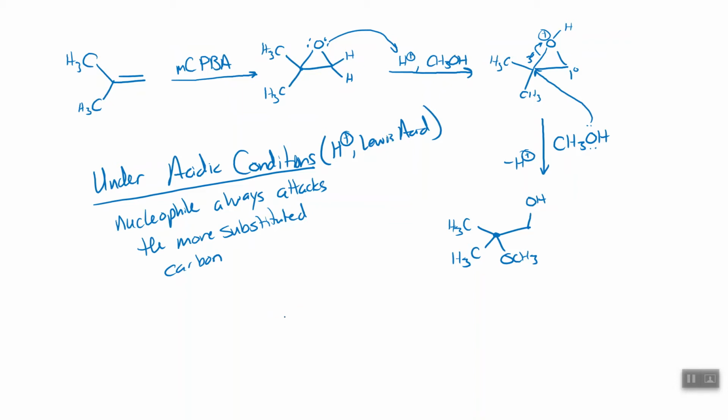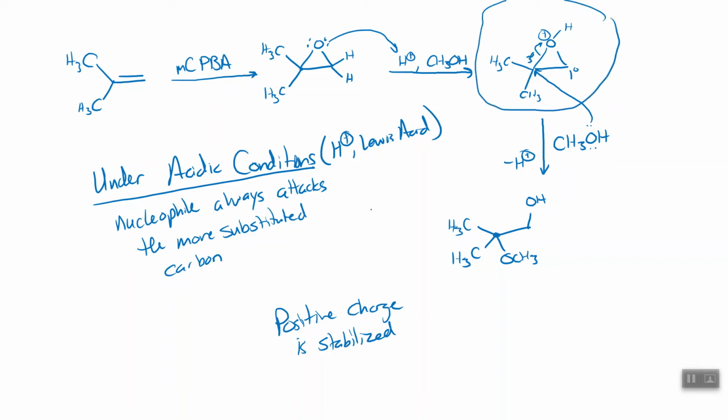And so with a positive charge, where is that positive charge going to be stabilized? How do we make this positive charge in this intermediate more stable? The answer is that we're going to put that positive charge at the most substituted carbon, right? It's like a carbocation. What makes it the most stable carbocation? When it has the most substitution. And so positive charge is stabilized best at the most substituted carbon.